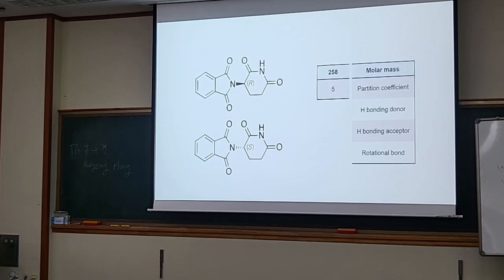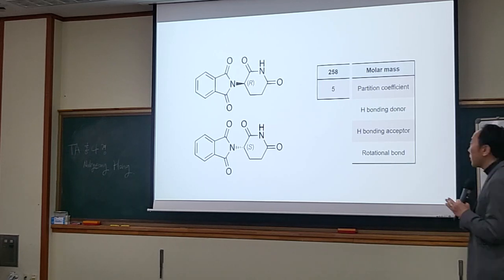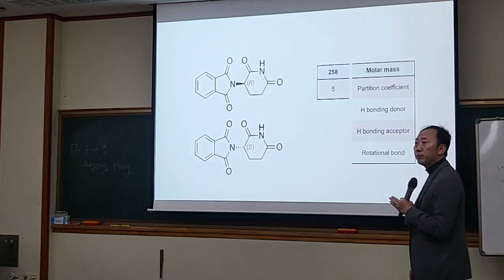And hydrogen bonding donor? 1 here, what's happening? 1, 2, 3, 4, 5, 6. Do you count this one? Tertiary amine, do you count? Yes? No? Yes, you can, because it can accept a proton here, right?